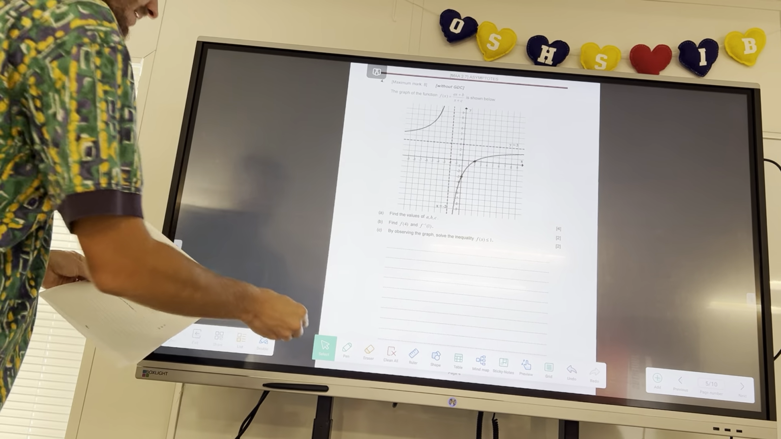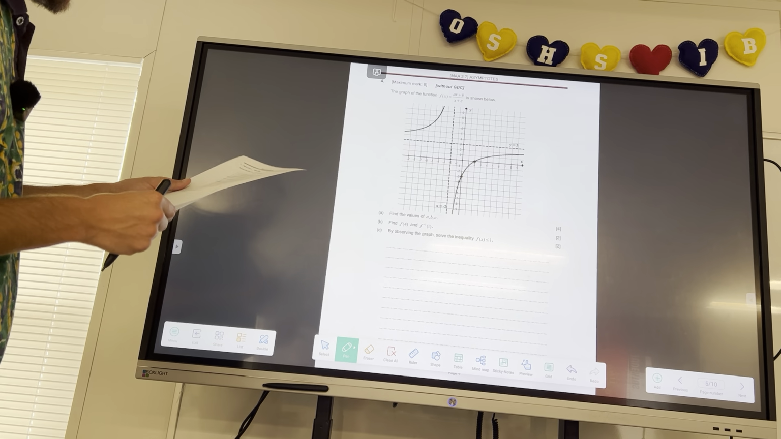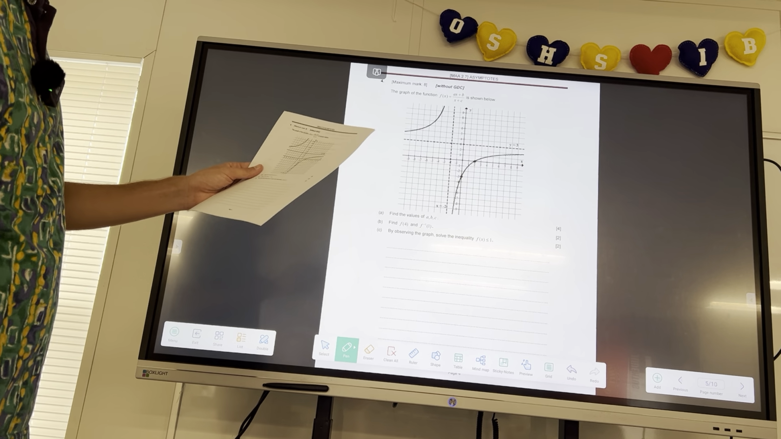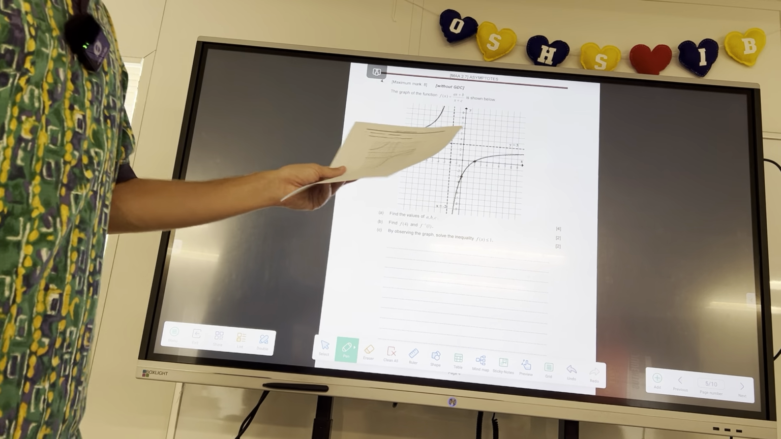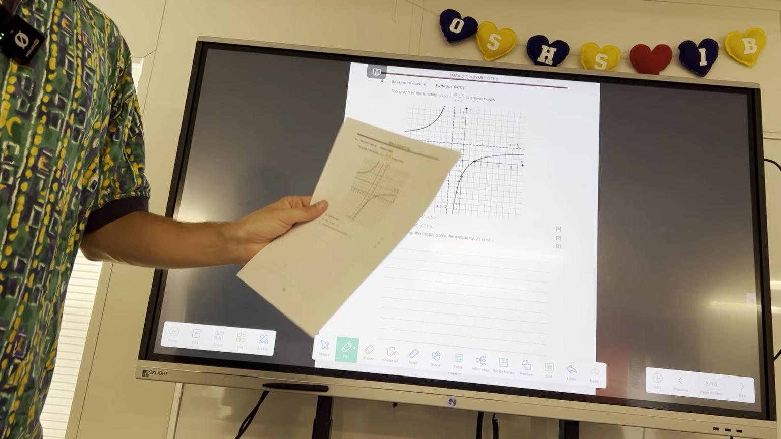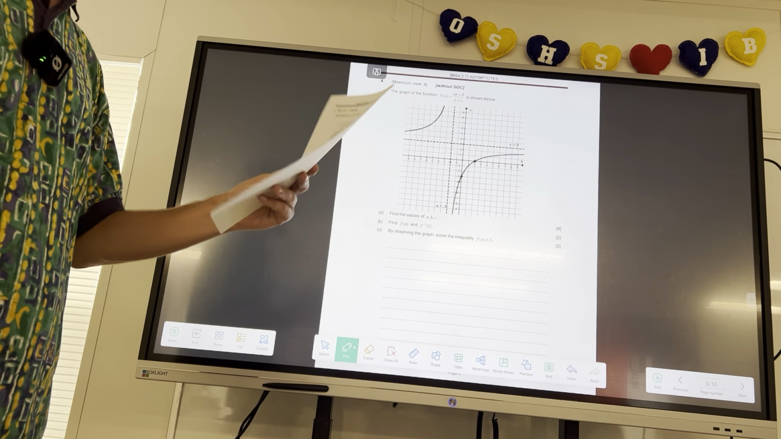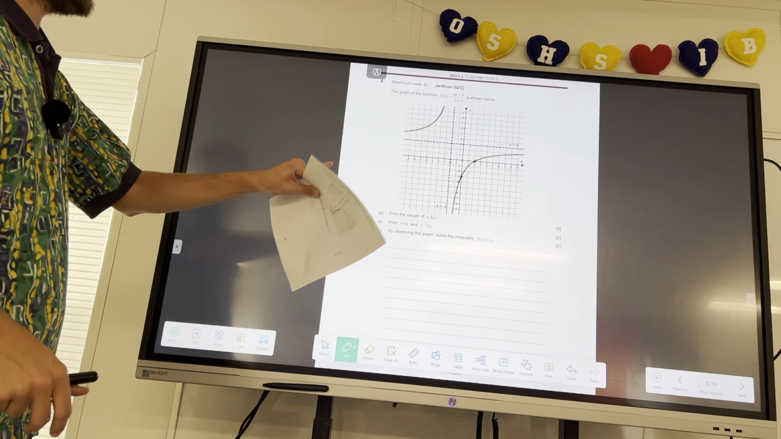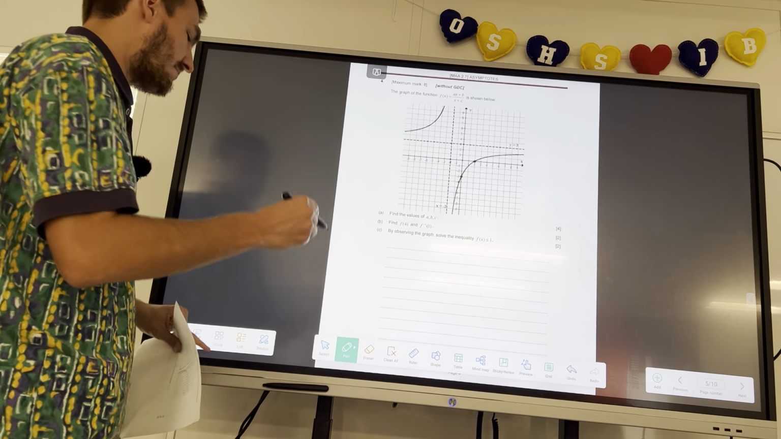So, this first question, here we go. It says the graph of the function (AX plus B) divided by (X plus C) is shown. I chose this one because we had some ABC stuff on the quiz. We didn't like it too much. We said we didn't practice it. So here we go. Boom, A plus B plus C. Here's our function. Find the values of A, B, and C.